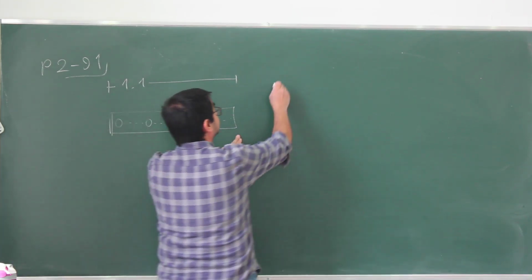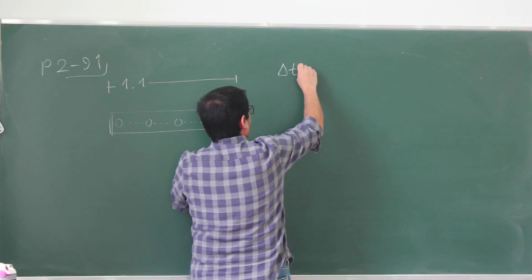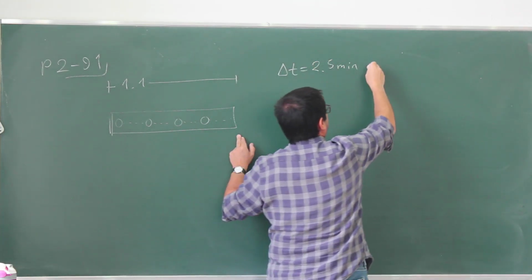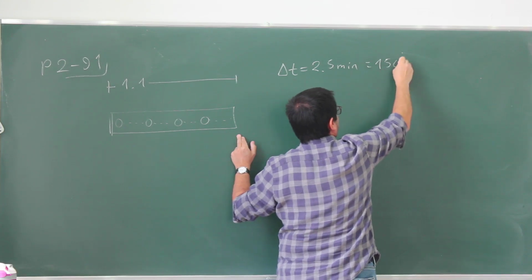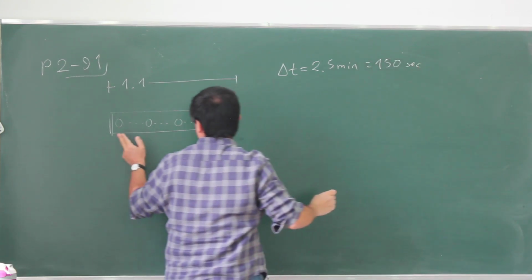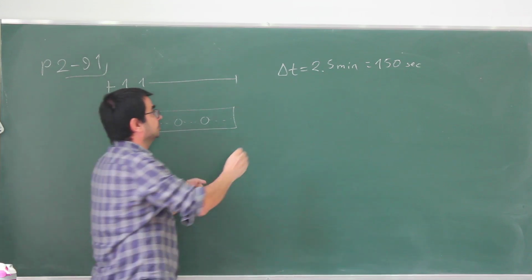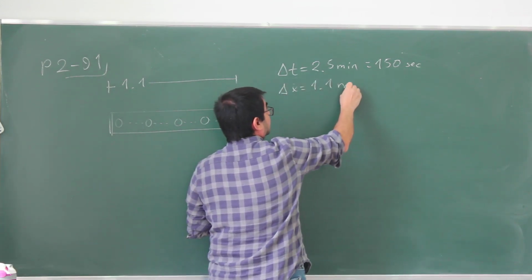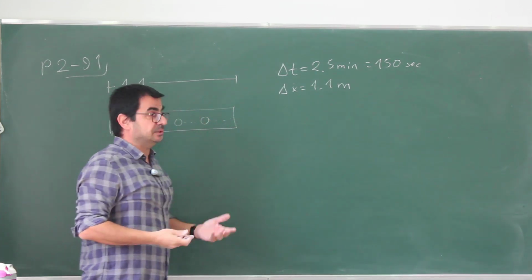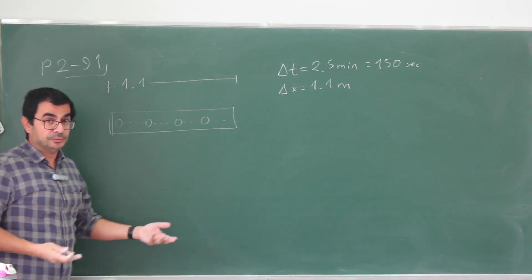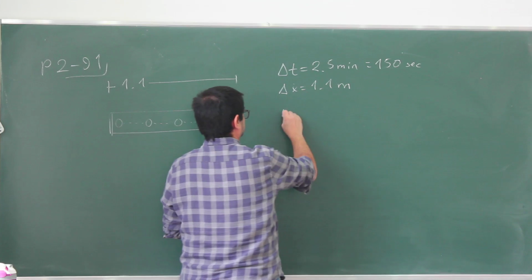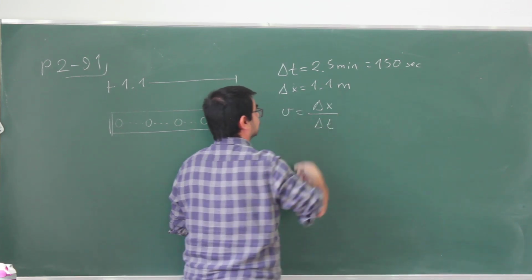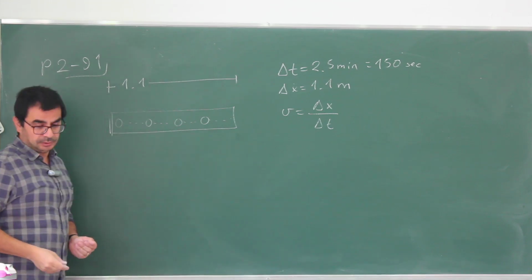So the time it takes must be 2.5 minutes, which is what, 120 plus 30, 150 seconds. Okay? So they travel over 1.1 meters in 150 seconds. What will be the speed of the conveyor belt, which would of course be the speed of the burgers? Well, speed is delta x by delta t. You take the ratio of these two numbers, whatever comes out.